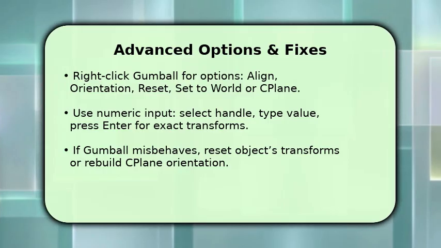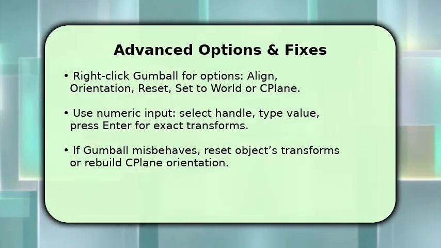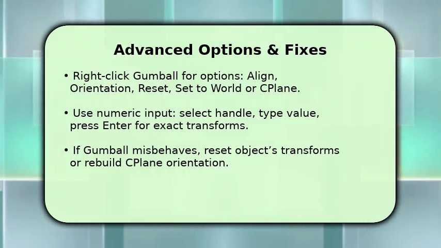If the Gumball behaves oddly, reset the object's transforms or rebuild your construction plane orientation so axes align correctly. Troubleshooting tip: if transforms remain wrong, duplicate the object, delete history, and reapply Gumball to clear hidden constraints.